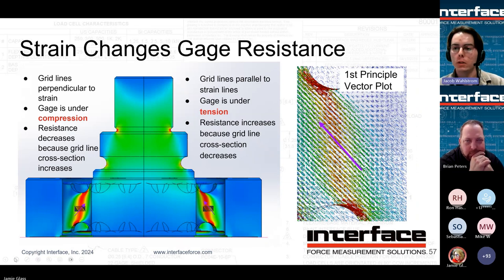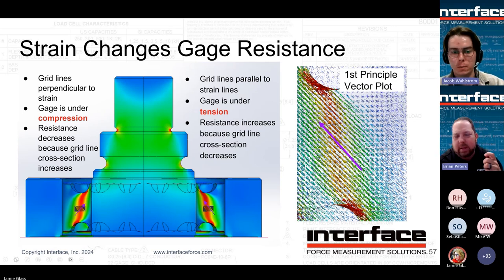So going back to the tension and compression that we talked about earlier, you can see in the photo on the bottom left that the grid lines on the right are directly aligned with the strains, while the grid lines on the left are 90 degrees to that. So the one on the left is going to be the compression gauge. You can think about how it's going to stretch the grid lines kind of hamburger style, right? While the one on the right is going to stretch it long ways, which is going to increase its resistance.